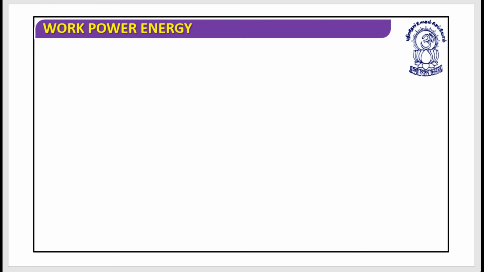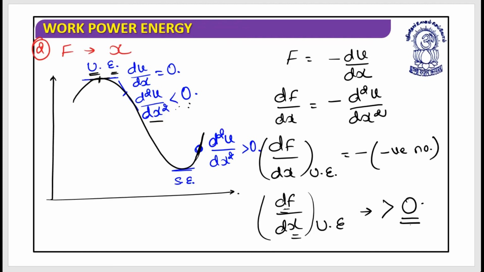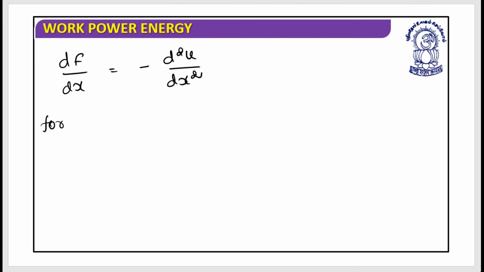Now one more thing, let's talk about the stable equilibrium. When I say dF by dx equals minus d square u by dx square, and at stable equilibrium d square u by dx square is greater than 0.